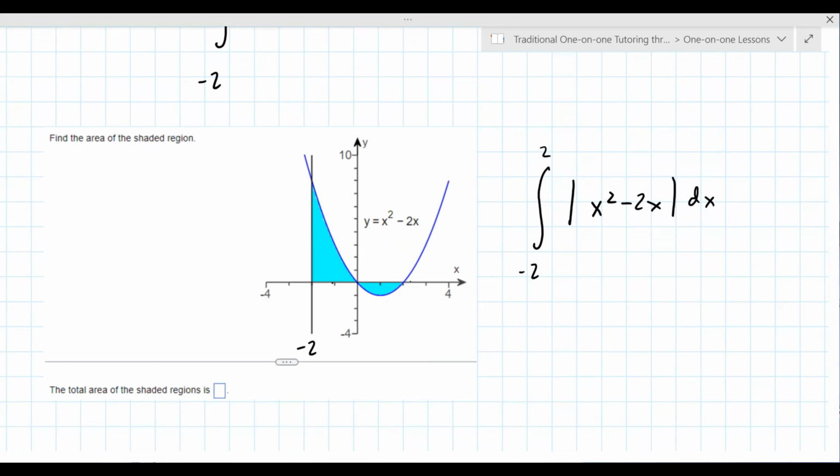I feel like I should check those previous problems one more time. Let me do that after we look. So going to the calculator again: x squared minus 2x from -2 to 2. That ends up being 8.